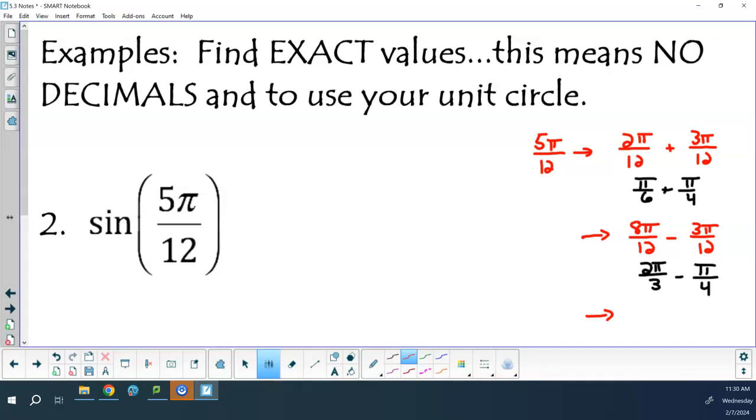Oops, nope, that's a pi over 12, not pi over 6. Give me another one.